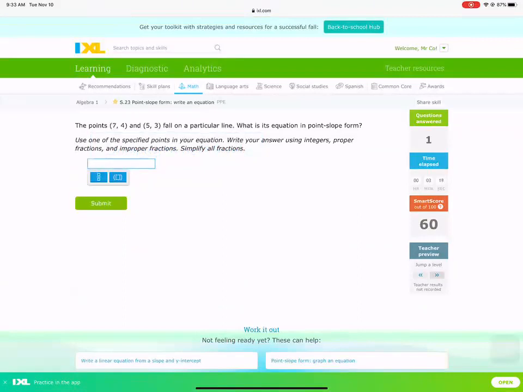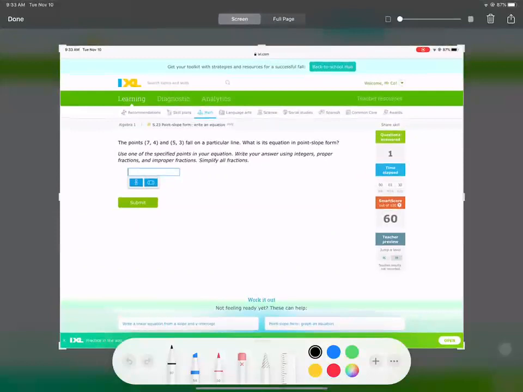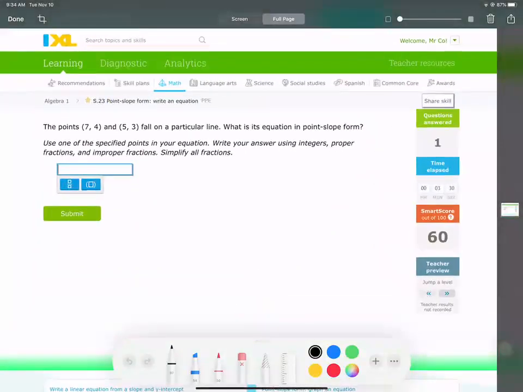Now, here is a problem. The points (7, 4) and (5, 3) fall on a particular line. What is the equation in point-slope form? For this one, they gave us a point, but they didn't give us a slope. Fine, we can come up with a slope ourselves. Do you guys remember what the slope equation is? It's rise over run, but there's a way of doing it with 2 points.